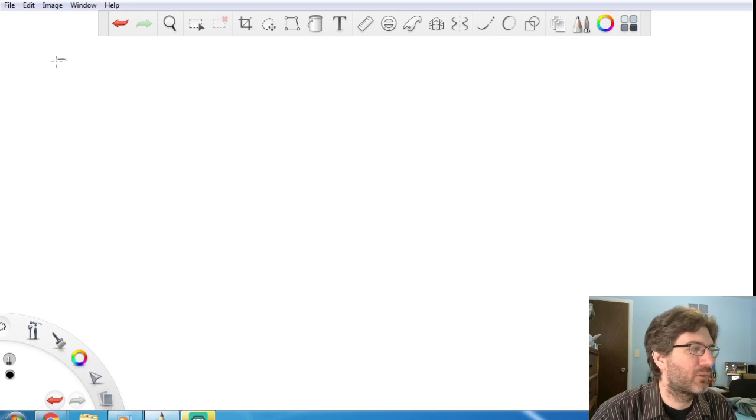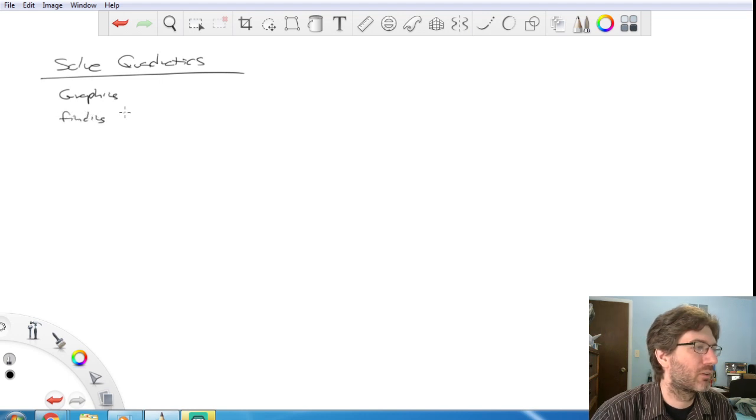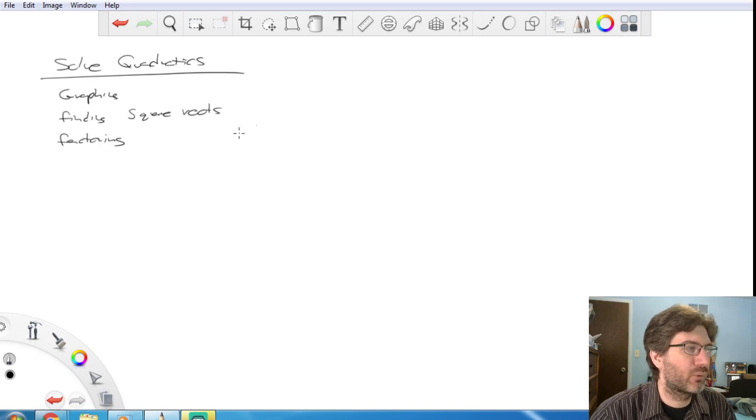So right now, anytime when it comes to solving quadratics, you can do them by graphing. You can do them by finding square roots. You can do them by factoring. However, these are not always going to work because some things you just can't factor. Tomorrow we're going to look at completing the square to find them, which really isn't hard, it's just confusing on why it works.